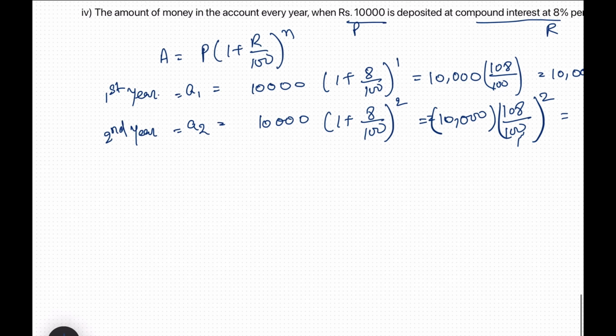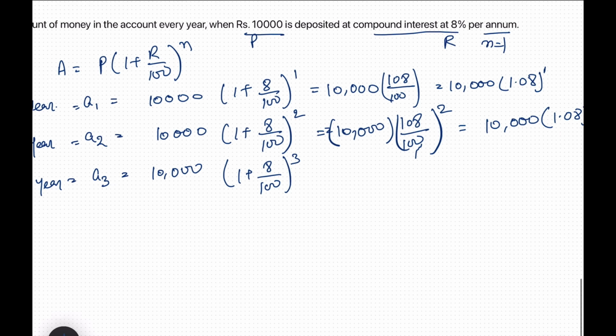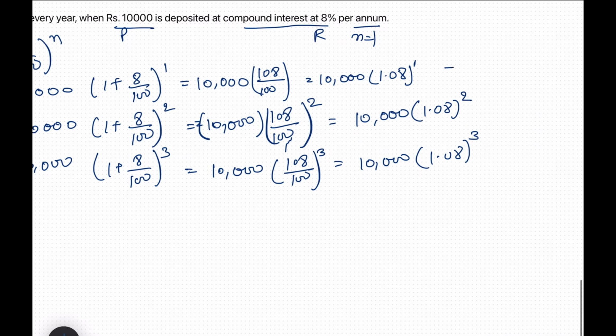Similarly, third year, A3 is equal to 10,000 into 1 plus 8 by 100 to the power 3, correct? So it will be 10,000 into 108 divided by 100 to the power 3, correct? So this is 10,000 into 1.08 to the power 3. So basically this is A1, this is A2, and this is A3.